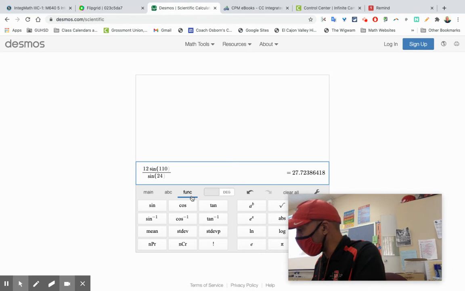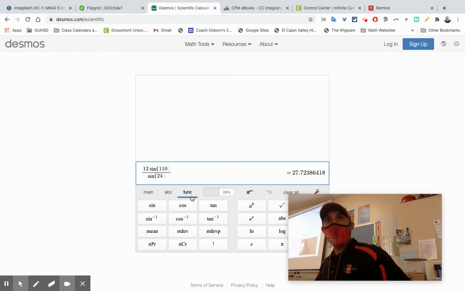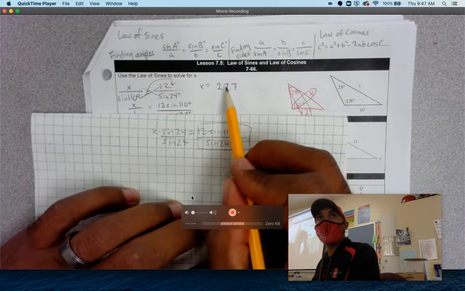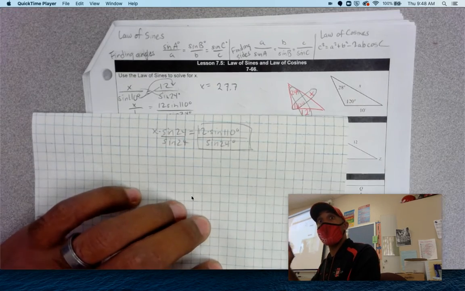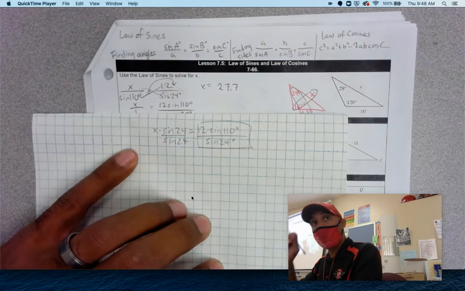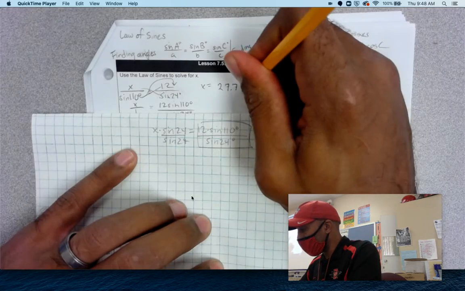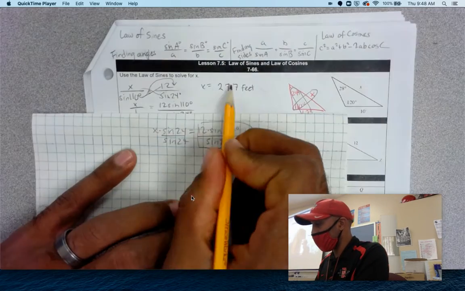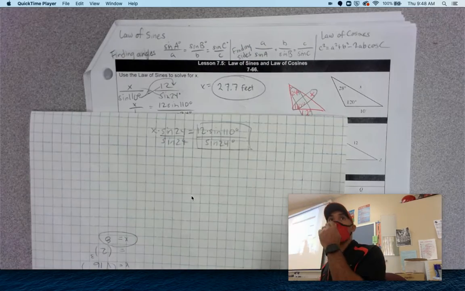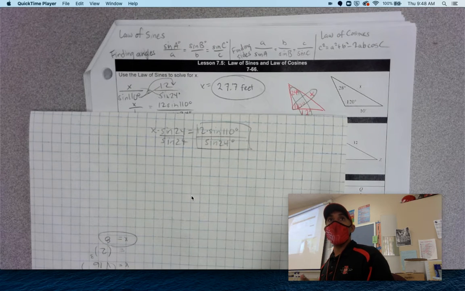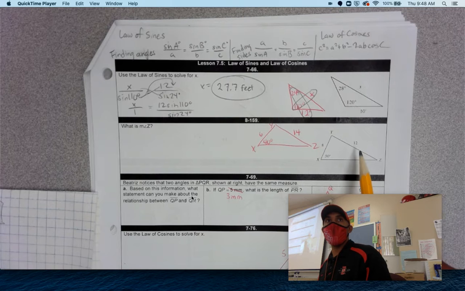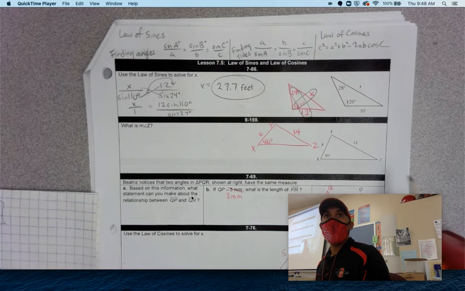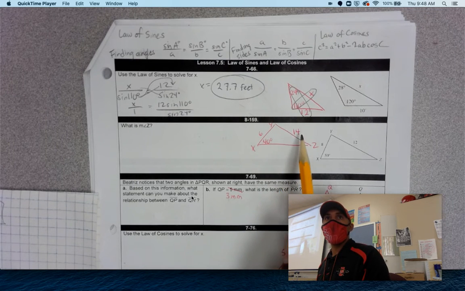So I'm looking at the side over here, and I wrote this down, 27.7. And I'm looking at this side, and you notice how it has that one little tick mark? That means feet. If it has two tick marks, it's inches. So I'm going to write 27.7 feet, since it gives me a unit of measure. If it gives you a unit of measure, make sure you put that on there. If it doesn't, then just write the number. For instance, on this next one, it doesn't give us a unit of measure, so we wouldn't include that.